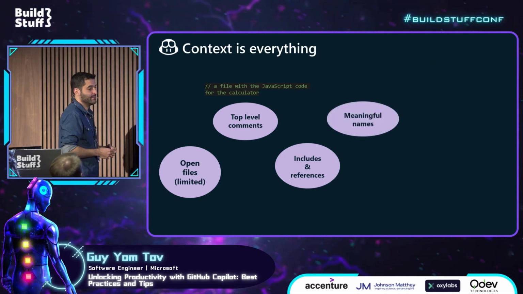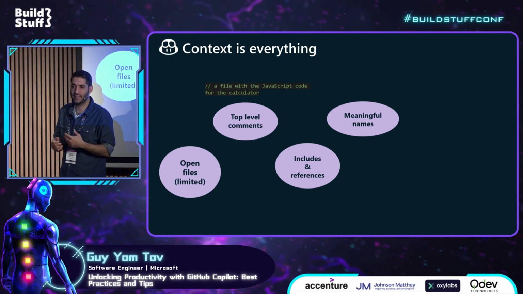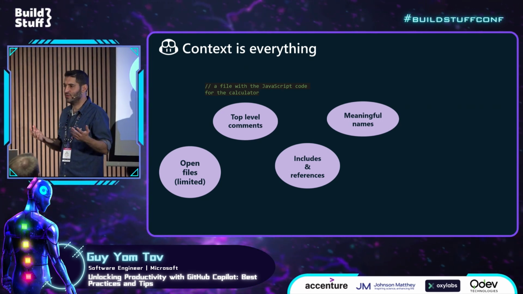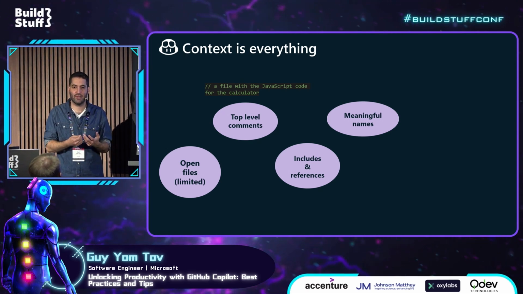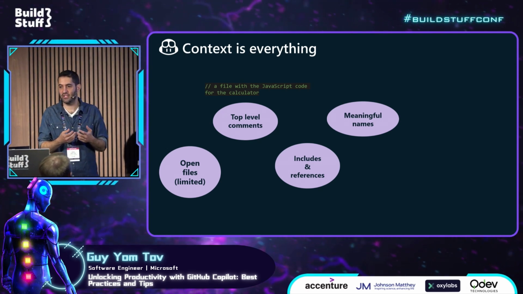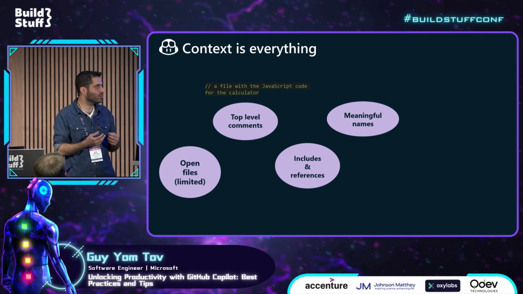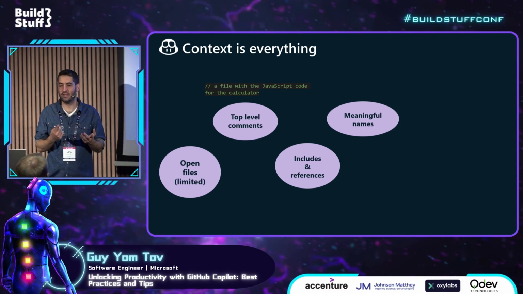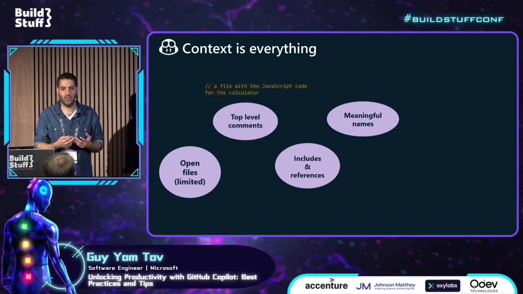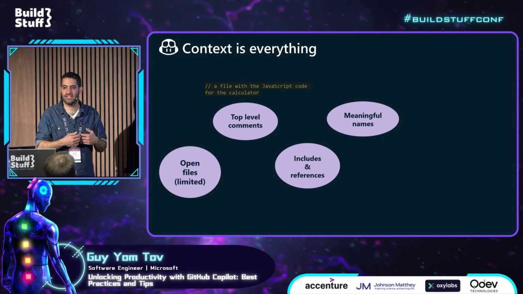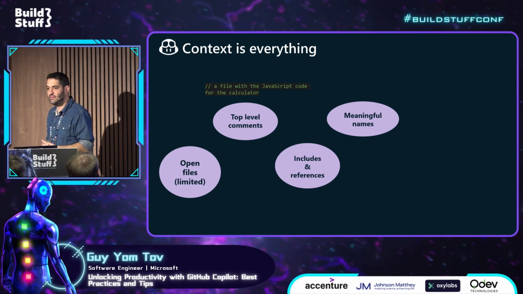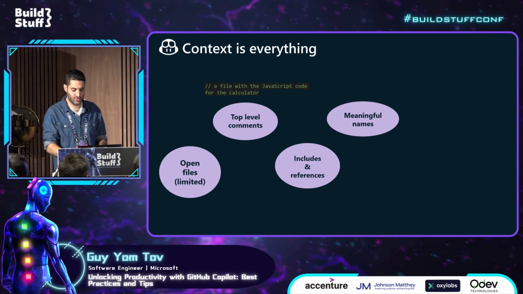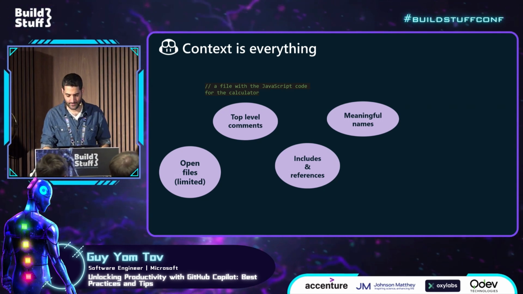Use meaningful names. What does it mean? If you work with, for example, JavaScript, there are no types. So if I name a variable user, Copilot will understand it's a single object. But if I name the object users, it understands it's an array and it would give me suggestions on an array. So I have to really be specific and use meaningful names for everything that I'm doing.